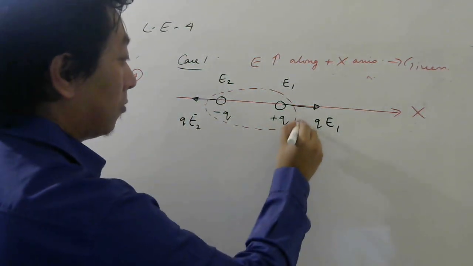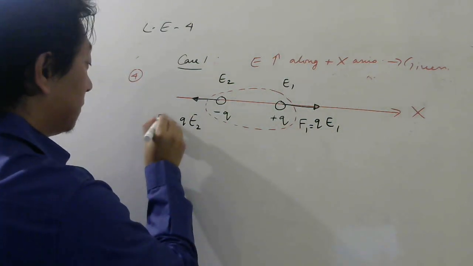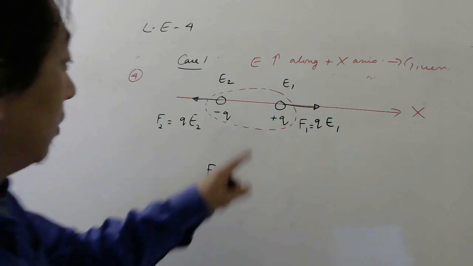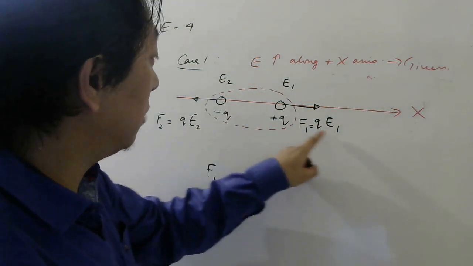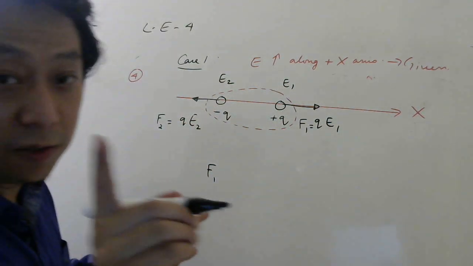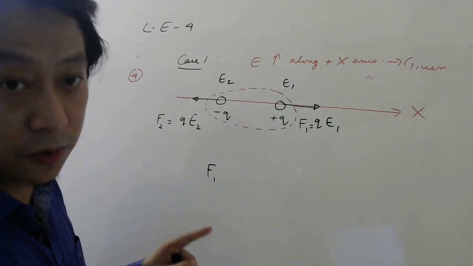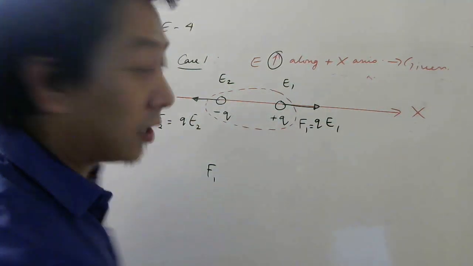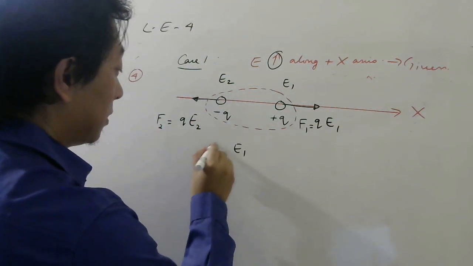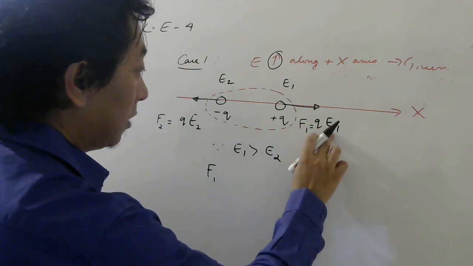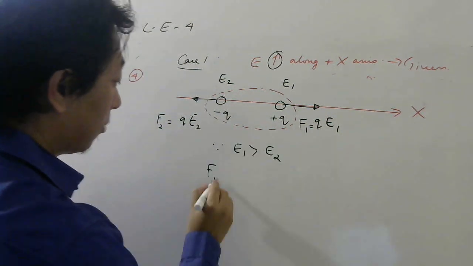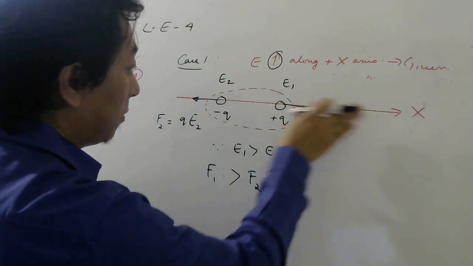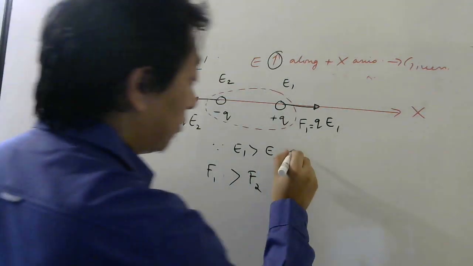If I call this F1, this F2. Now tell me, is F1 greater or F2 greater? Look carefully. This is feeling how much force? QE1. This is feeling how much force? Magnitude QE2. Now they told electric field increases along x-axis. That means since E1 is greater than E2, this F1 will be greater than this F2. That means this force will be greater than this force. That means net force will be where? This side.